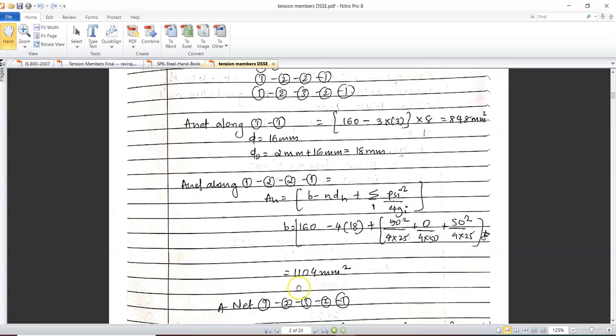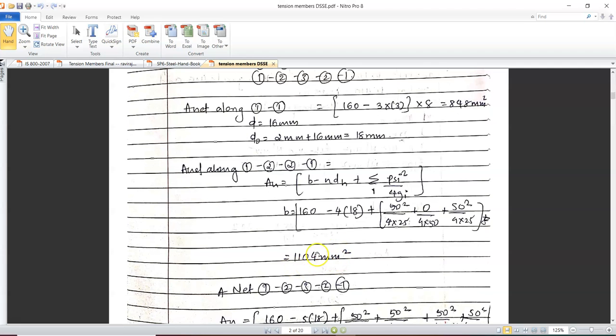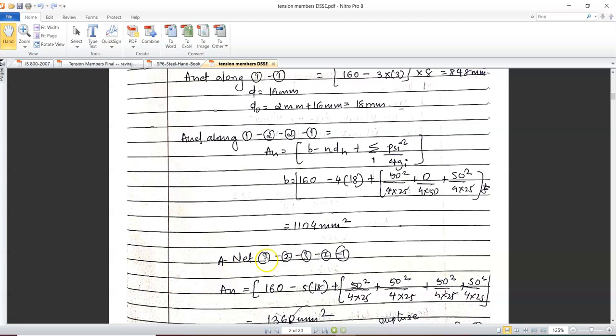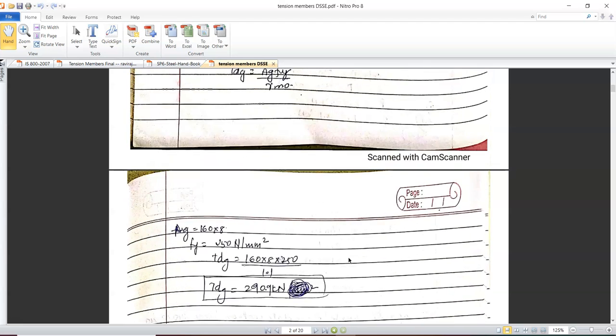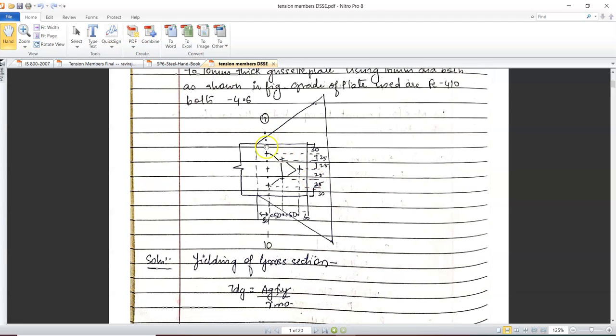So when you solve this, you will get 1104 square mm. That is the net section along 1221. Now coming to the last section, that is 12321, this section. Along this net section, there are 1, 2, 3, 4, 5 bolt holes.